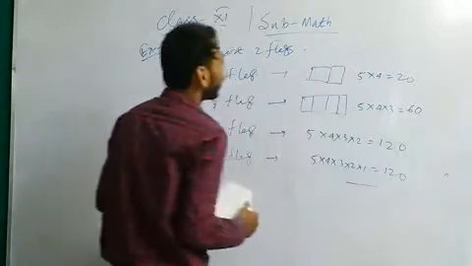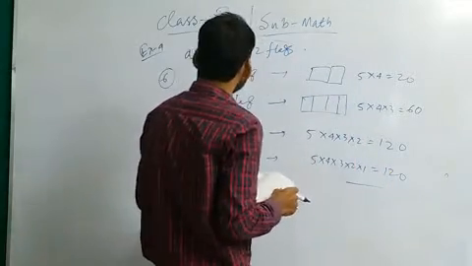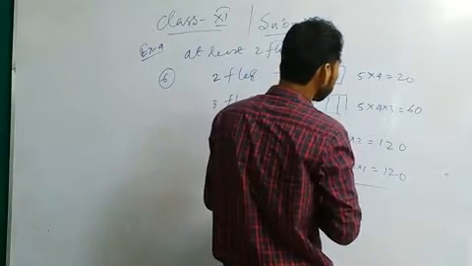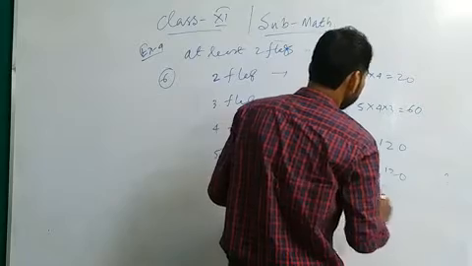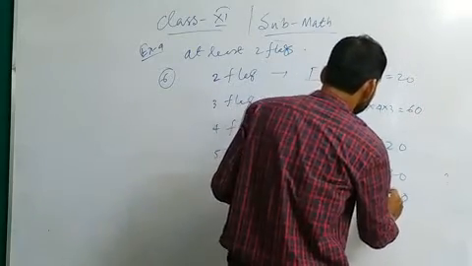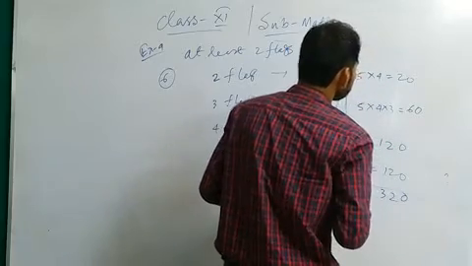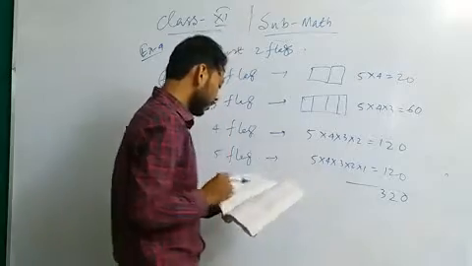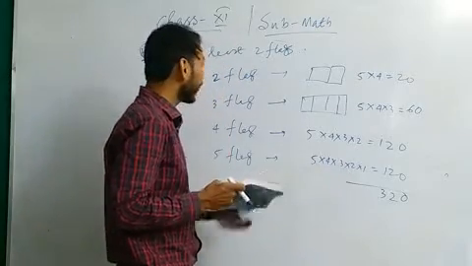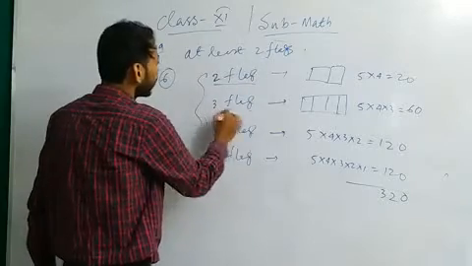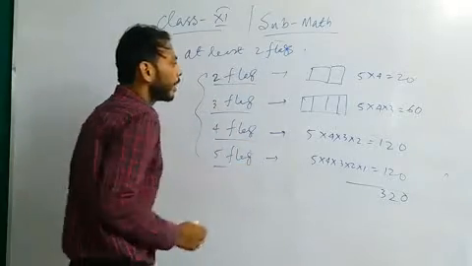Now we have to add all these cases to get the at least 2 flags case. Adding all these we get 320. That means for the at least case you have to consider all these 4 cases: 2 flag cases, 3 flag cases, 4 flag cases, and also 5 flag cases.